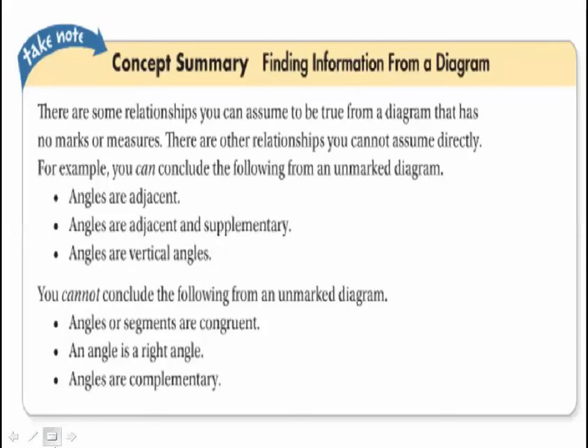What we cannot assume is that angles or segments are congruent, unless there is some information or a marking in the diagram that tells us that that is the case. We cannot assume that something is a right angle unless we have the marking in the picture that shows us that it's a right angle, or they tell us that it is a right angle. And we cannot assume that angles are complementary. This goes back to the fact that we cannot assume right angles.